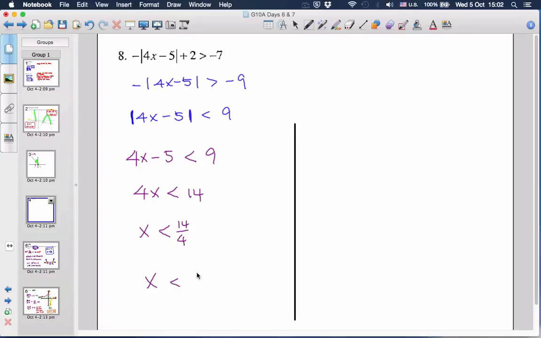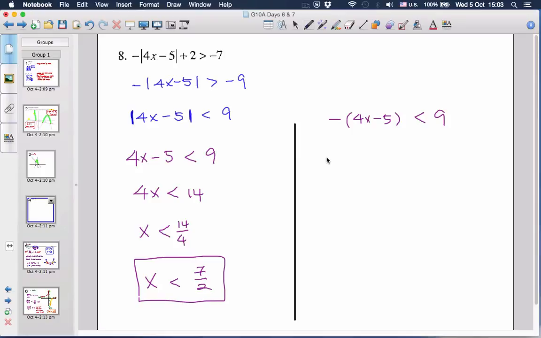So x is less than 7 over 2. So this is one possible solution. And then here, 4x minus 5 could be negative. In that case, if you multiply that by negative 1, then this is true.